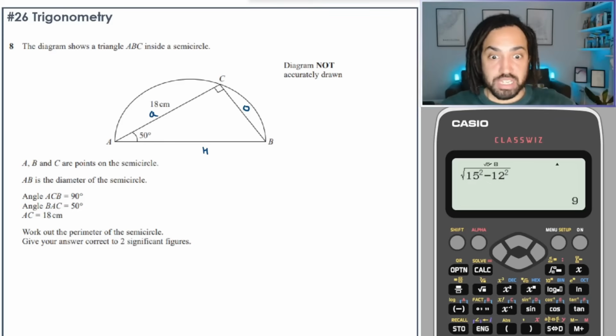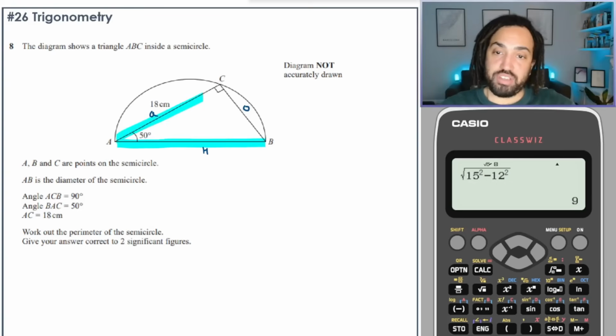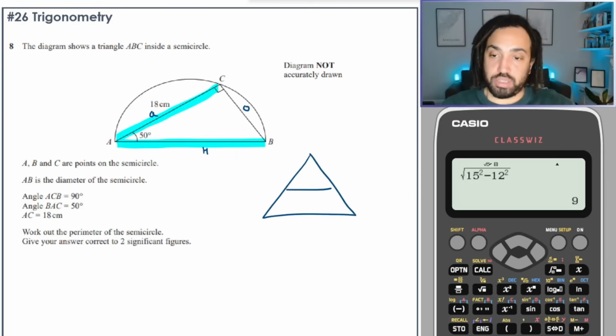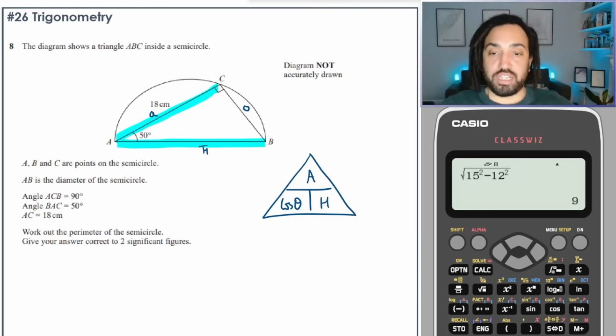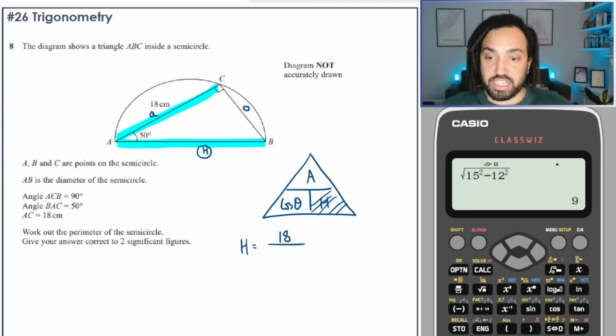Okay, so what do we actually need to solve this question? Well, we're looking for the perimeter of the semicircle, so we're going to need the diameter of the semicircle. So we're going to need this line here, which is the hypotenuse, and we already have the adjacent. So we are looking at cosine, because cosine of the angle is the adjacent over the hypotenuse. And we are trying to find the hypotenuse, so I cover the hypotenuse, and this tells me that the hypotenuse is equal to the adjacent over cosine theta. So the adjacent is 18 over cosine of the angle, which is 50.